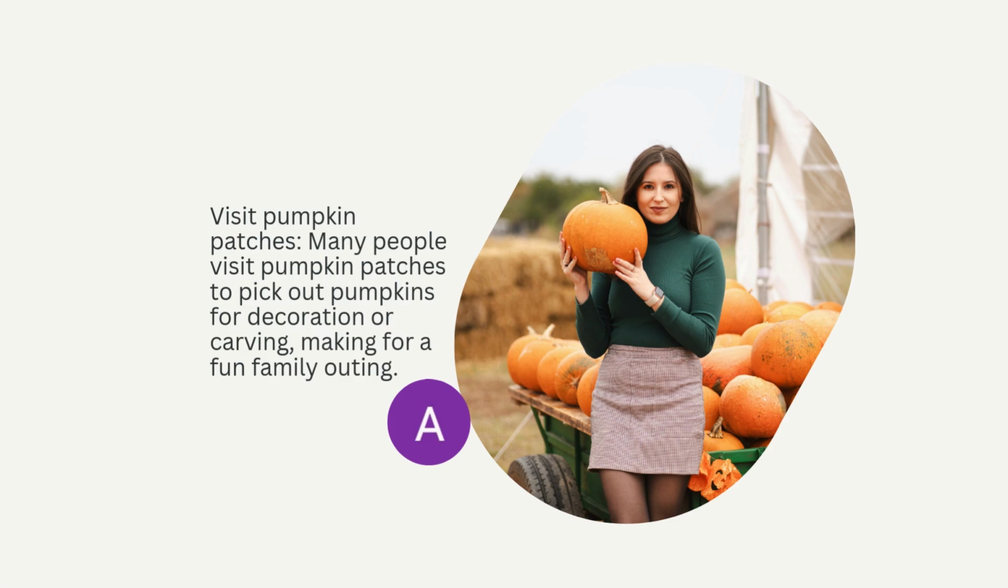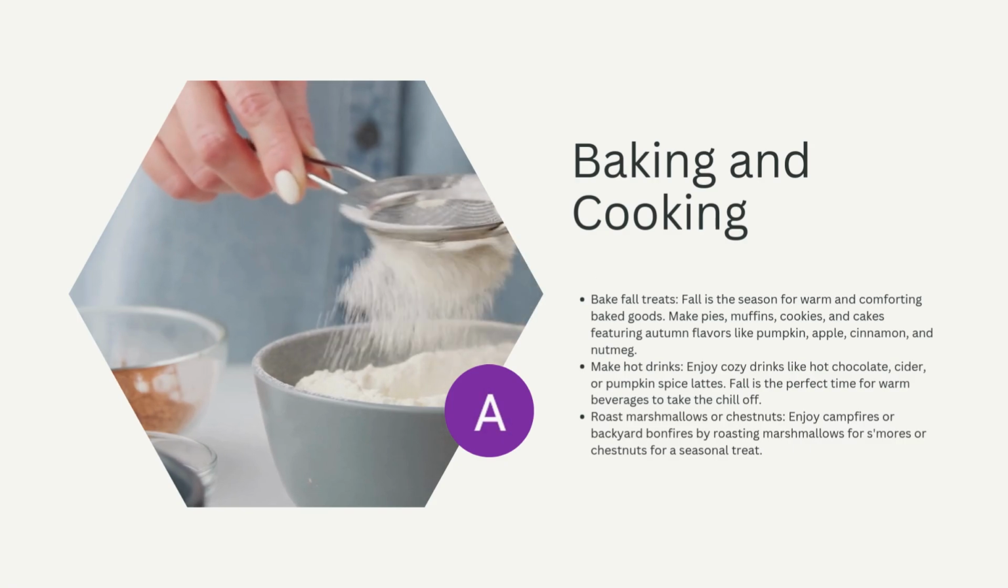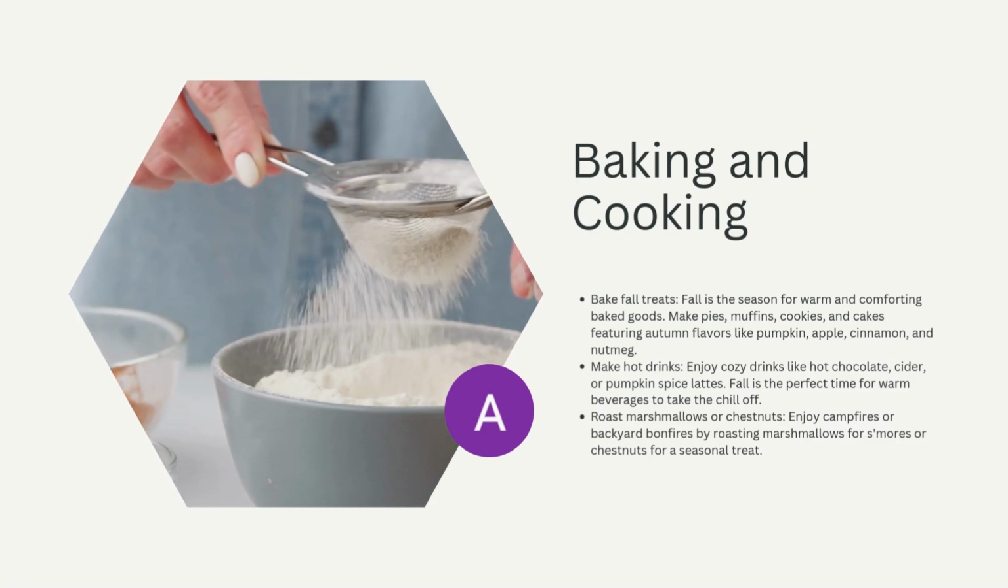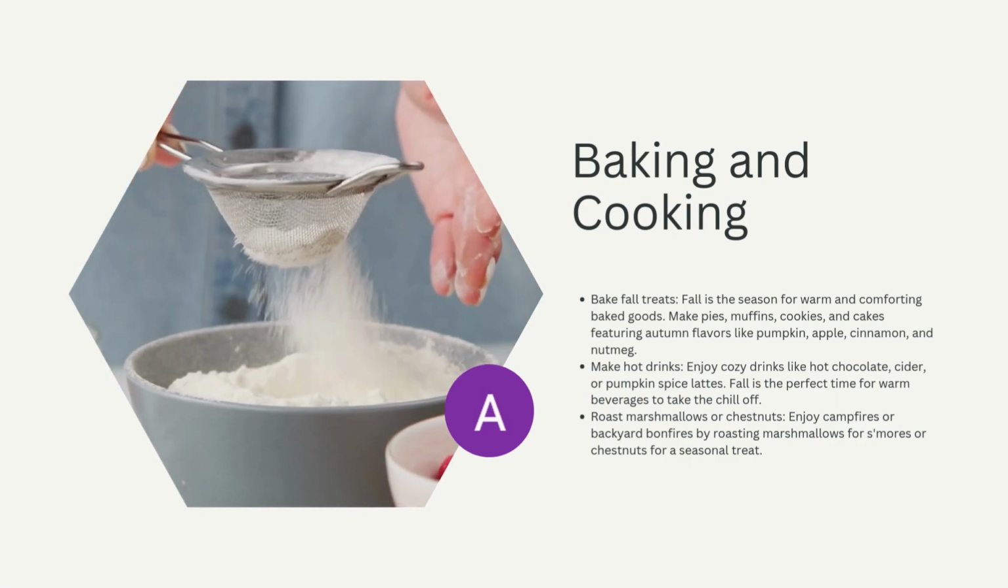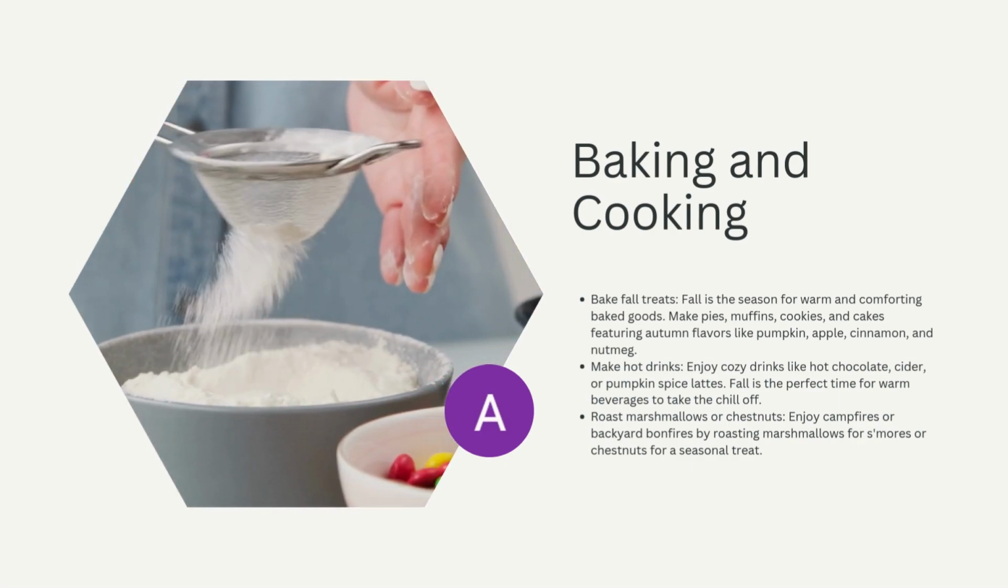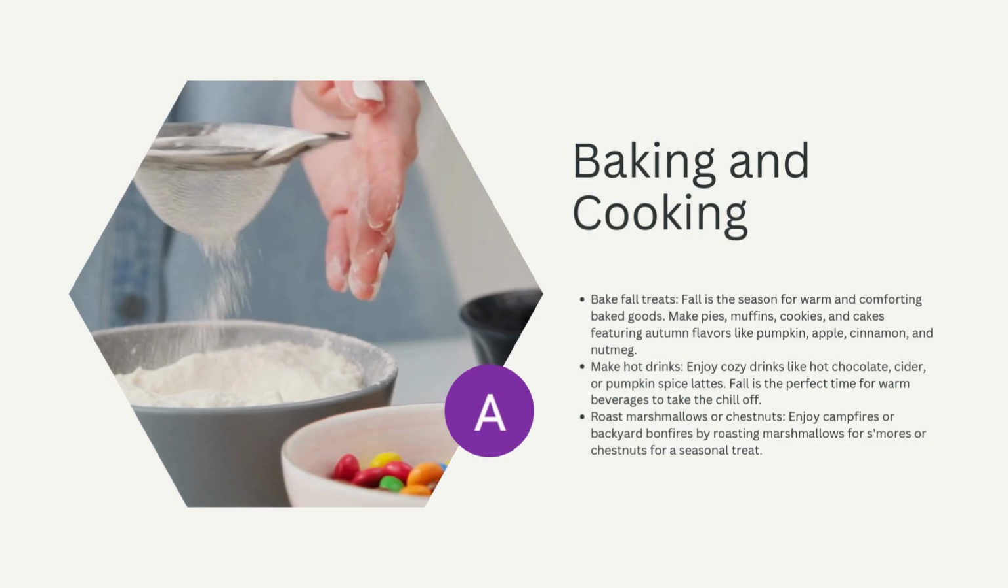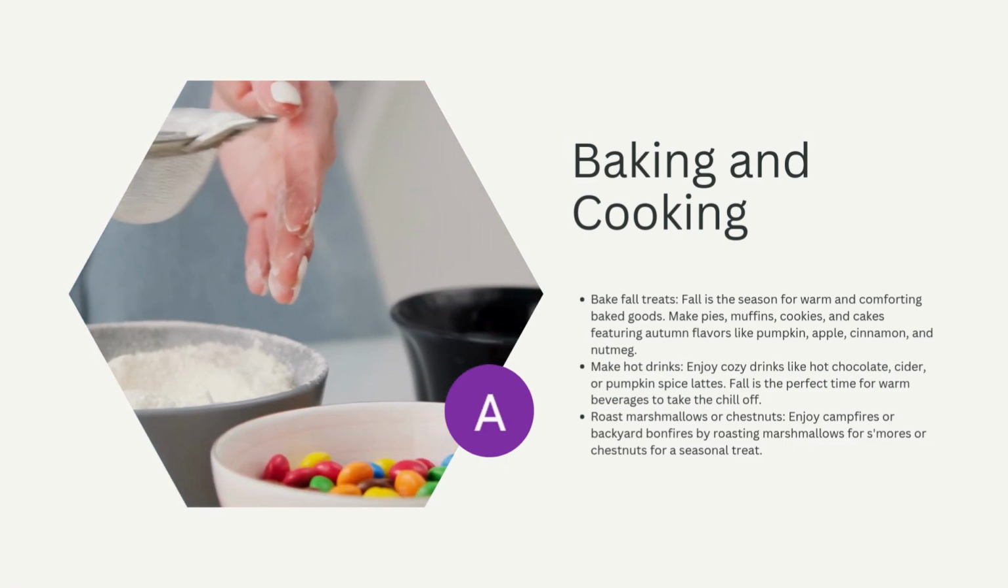Visit pumpkin patches. Many people visit pumpkin patches to pick out pumpkins for decoration or carving, making for a fun family outing. Baking and cooking. Bake fall treats. Fall is a season for warm and comforting baked goods. Make pies, muffins, cookies, and cakes featuring autumn flavors like pumpkin, apple, cinnamon, and nutmeg.